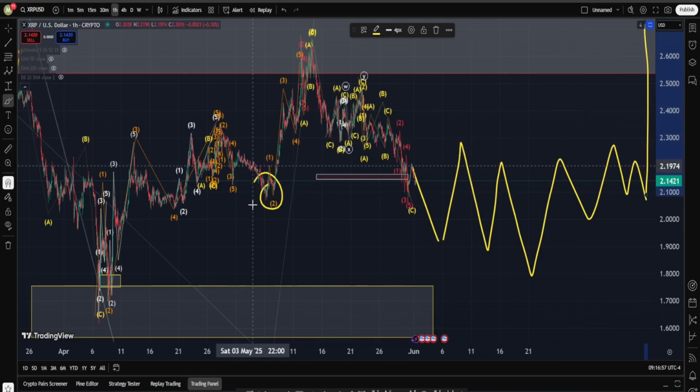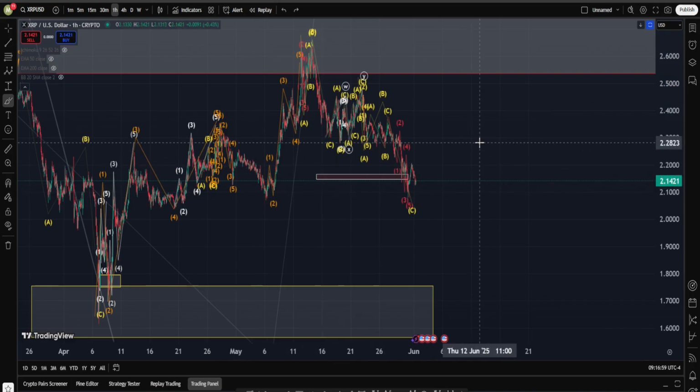But if we do take this low, at that point in XRP, we need to be a bit more patient and also very much careful, because that is going to open some doors to more downward price action.